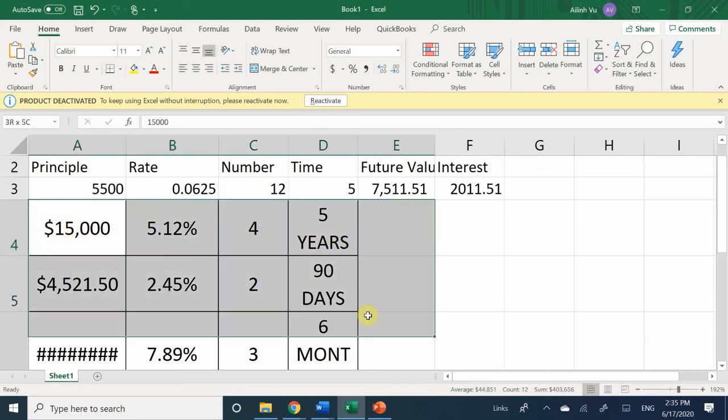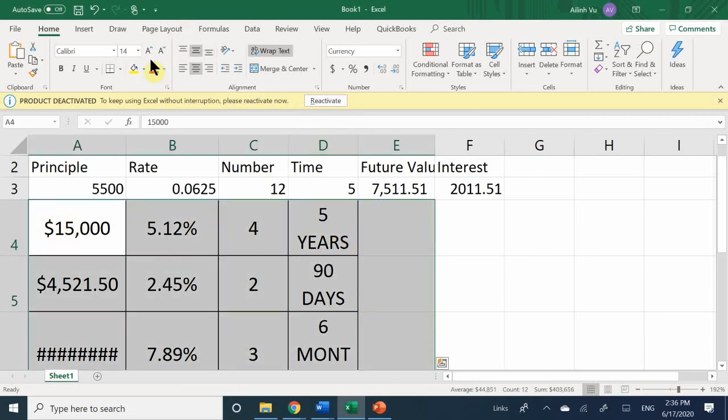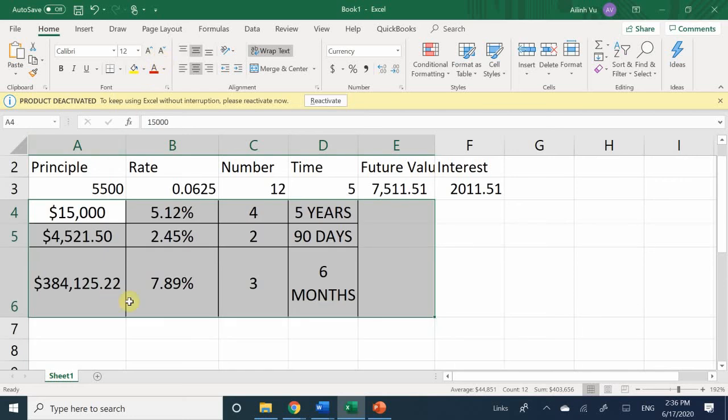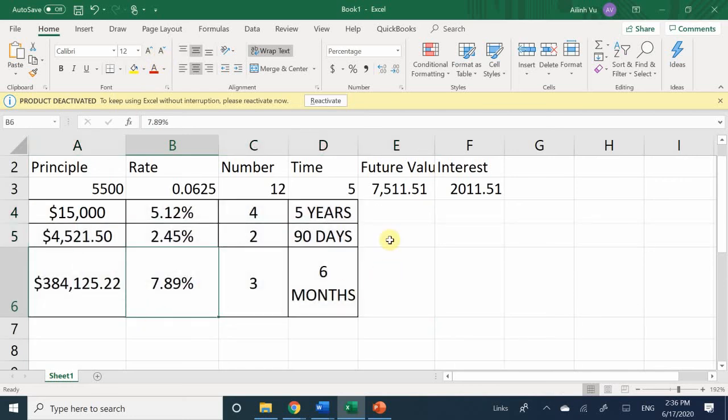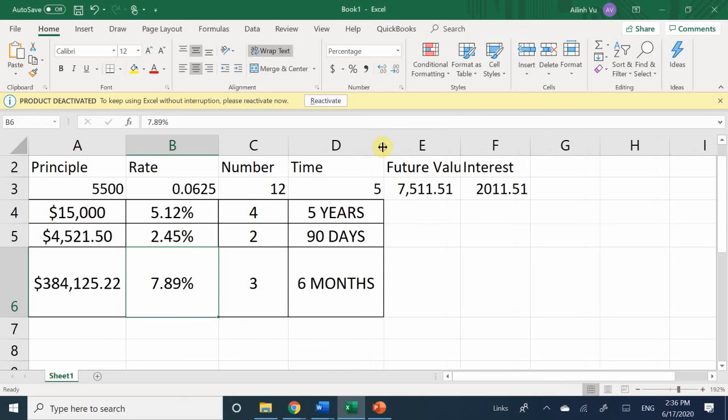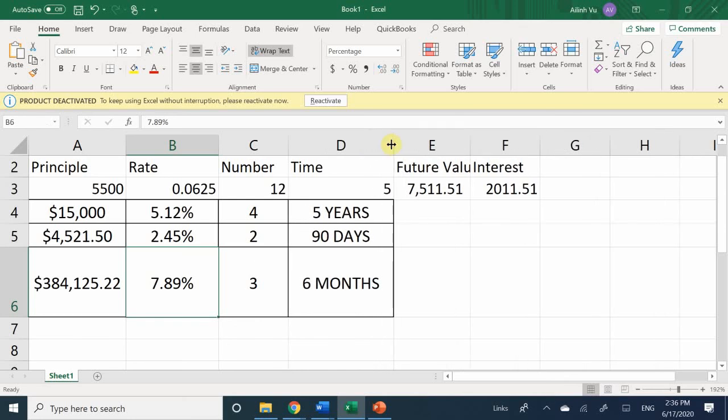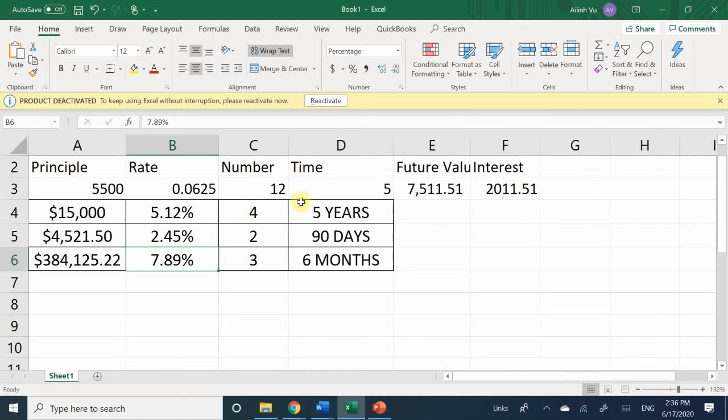I think I'm going to shrink this. It's way too big. Okay, so there you go. And then I'm going to expand this table. So then, okay, I guess that's not working. Okay, there you go. So let's go ahead and solve for the future value for each one.